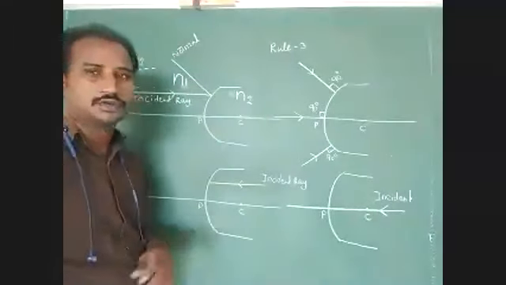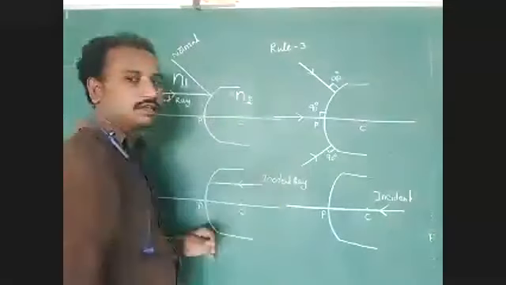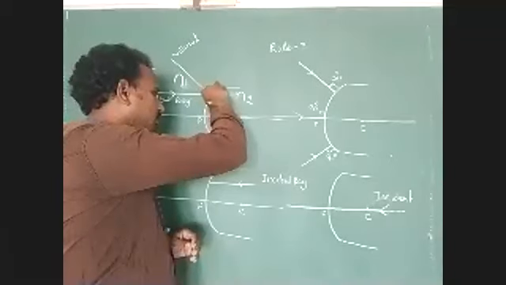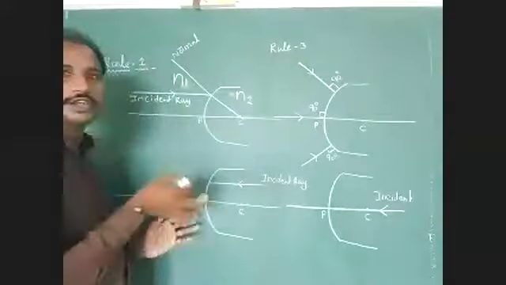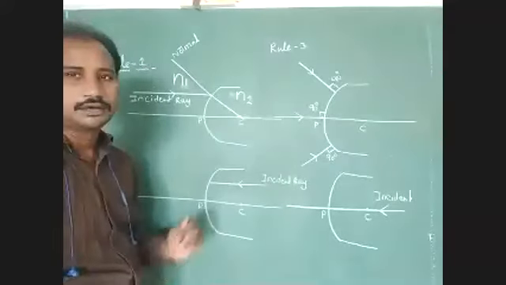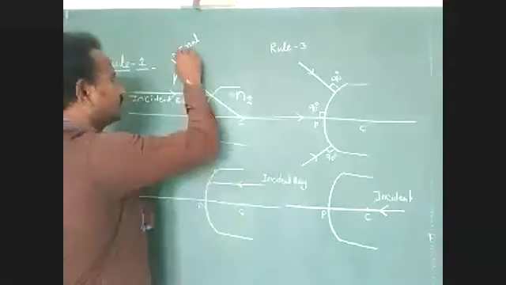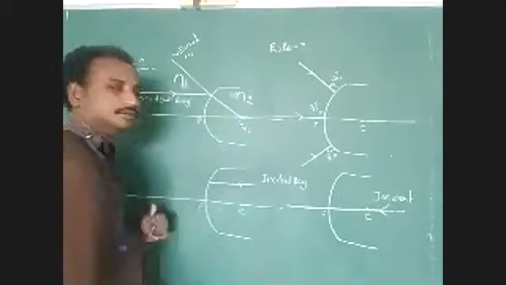This represents the normal. We have to draw this normal in the denser optical medium. Draw that normal. In the denser optical medium, the normal is passing through the center of curvature. Here we represent N1, and here we have to represent N2.